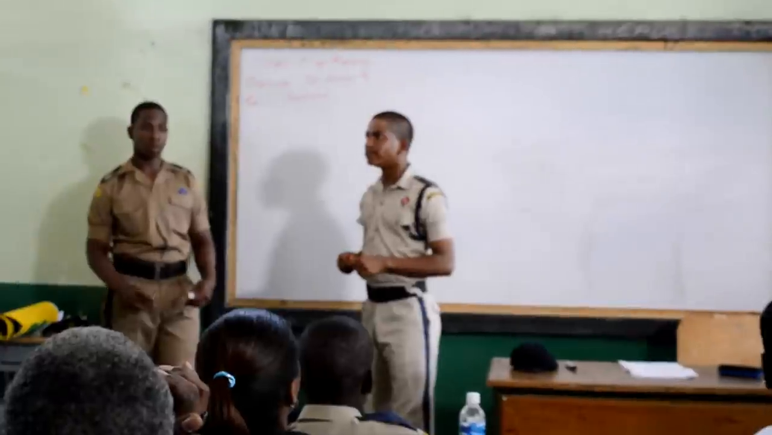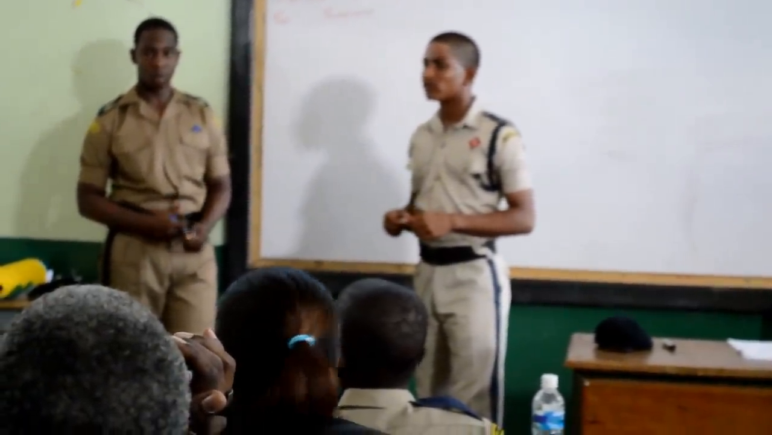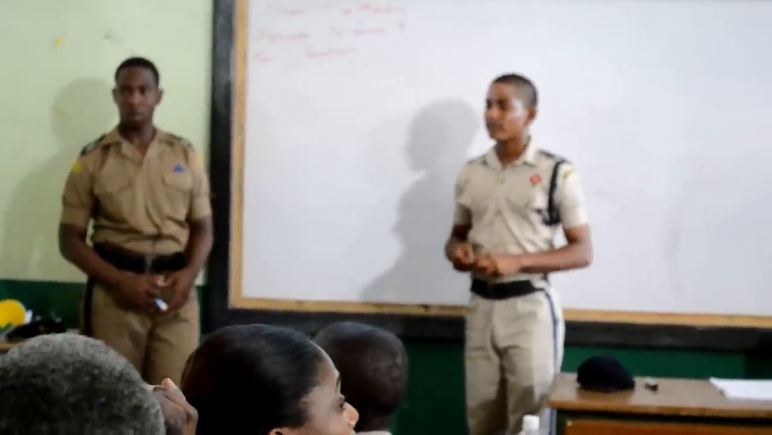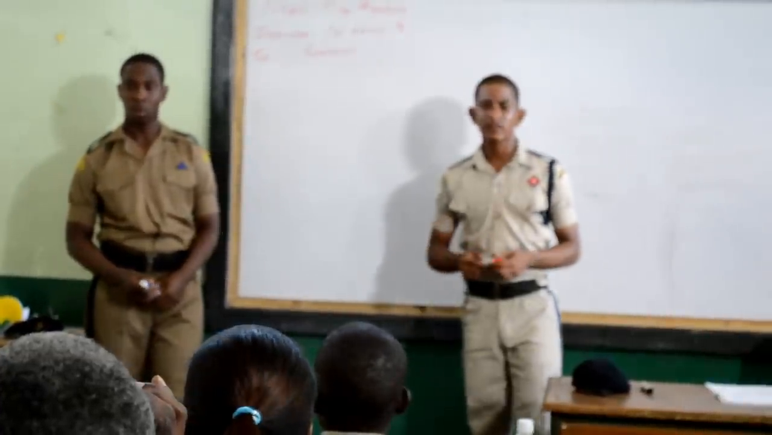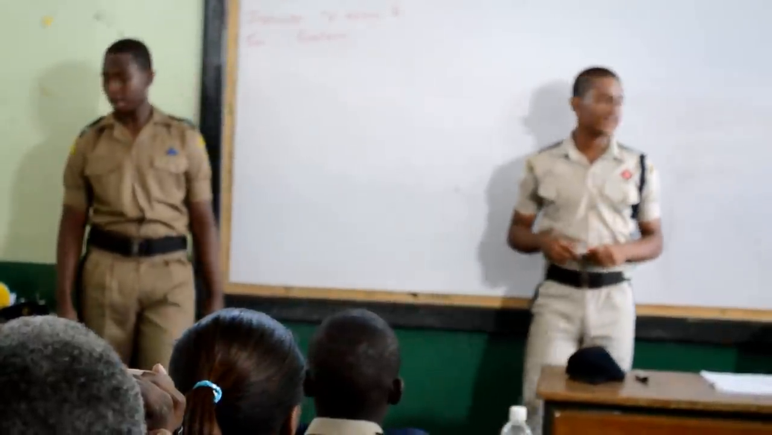What color represents contour lines on a map? Orange, red. Is it correct, class? It's a small problem. Yes, ma'am. Okay, let's move on to today's lesson.